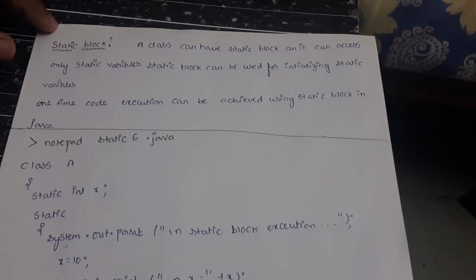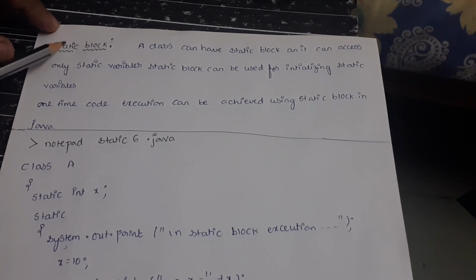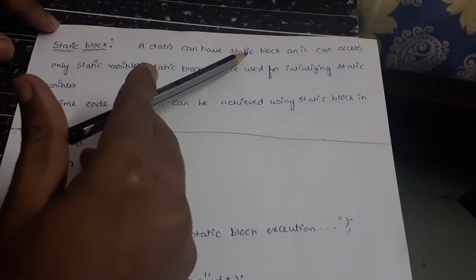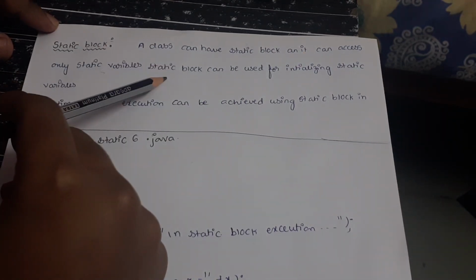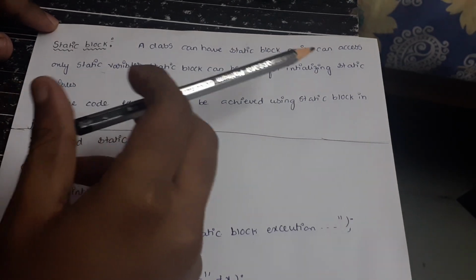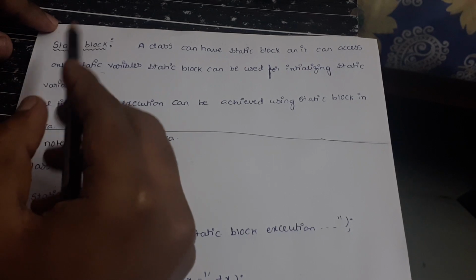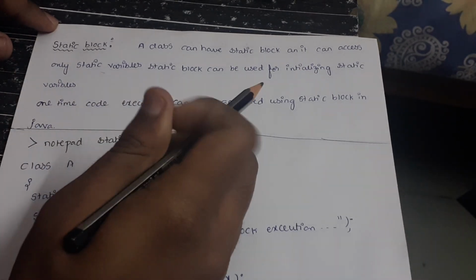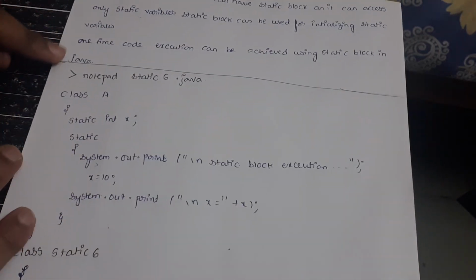Okay, now coming to static block. This is the last topic in static variables. A class that has a static block can access only static variables. A static block can be used for initializing static variables. One-time code execution can be achieved by using a static block in Java. Now let's see with an example.